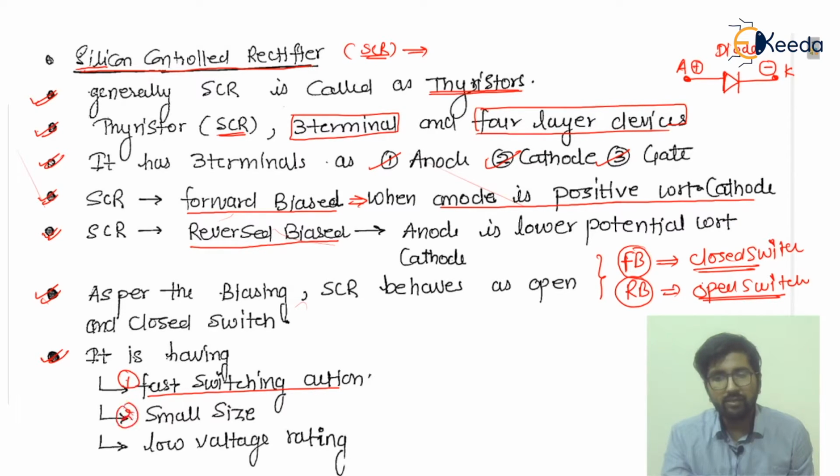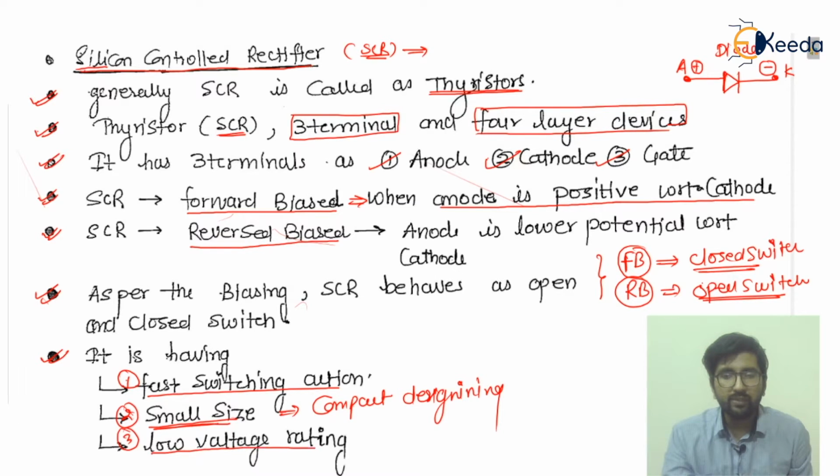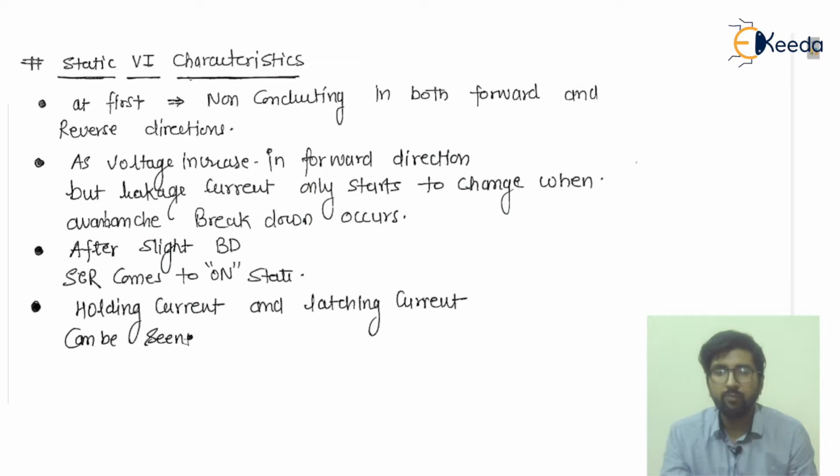Another advantage is the small size, the compact design. And the third point I can write is the low voltage rating. So these are the points I have discussed about the silicon controlled rectifier, which is generally called the thyristor. Now we will move on to the next point.